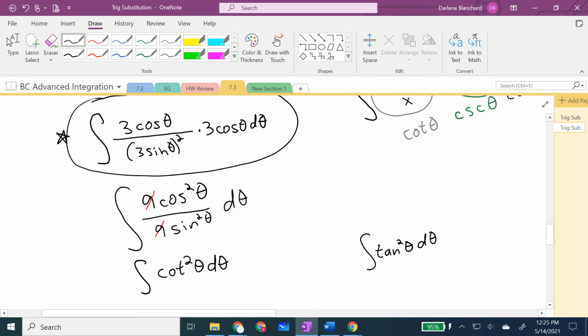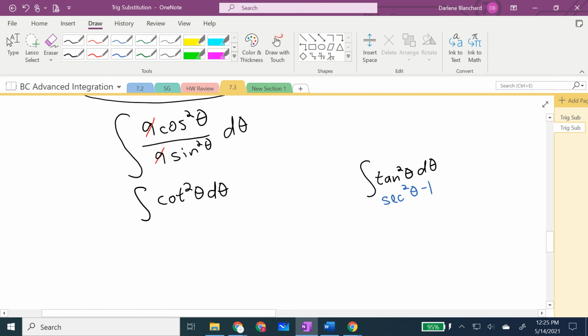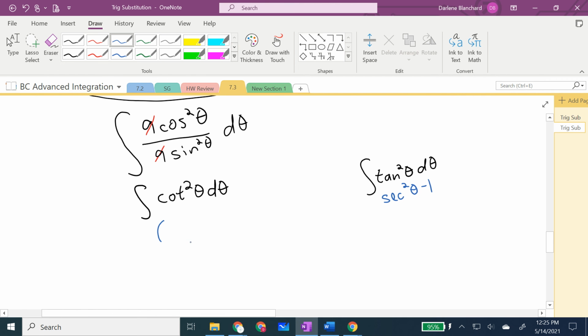And keep in mind, our hopes are for an odd exponent on sine, cosine, or tangent, and an even exponent on secant. I don't have that, but when tangent shows up with an even exponent, it's manageable with the Pythagorean identity. That identity says that tangent squared is equal to secant squared minus 1. What is cotangent squared equal to? Cosecant squared minus 1.